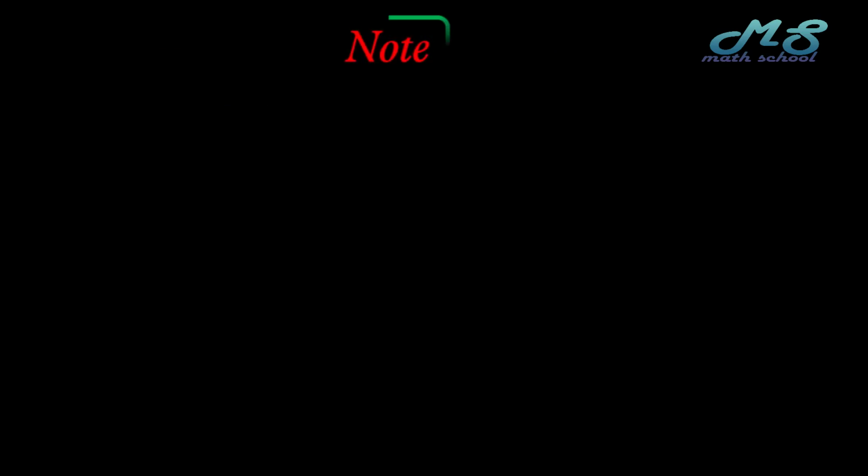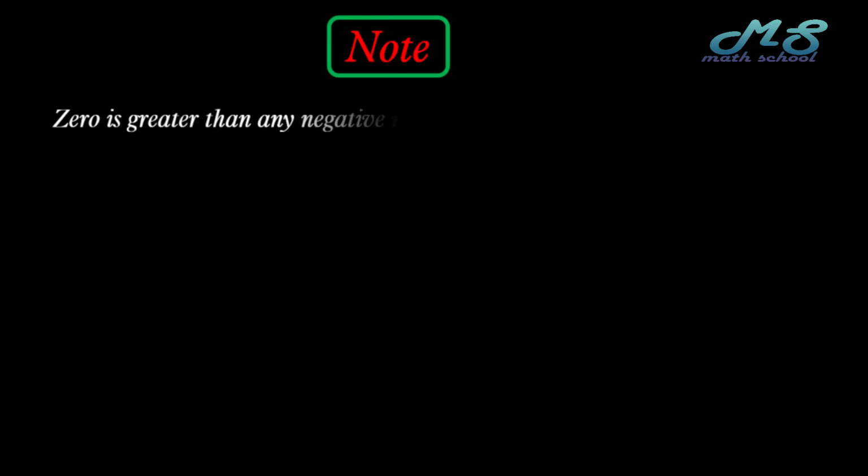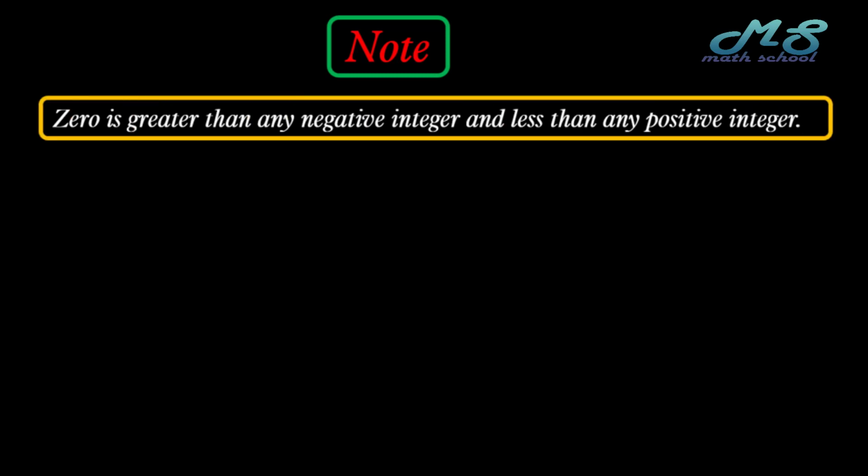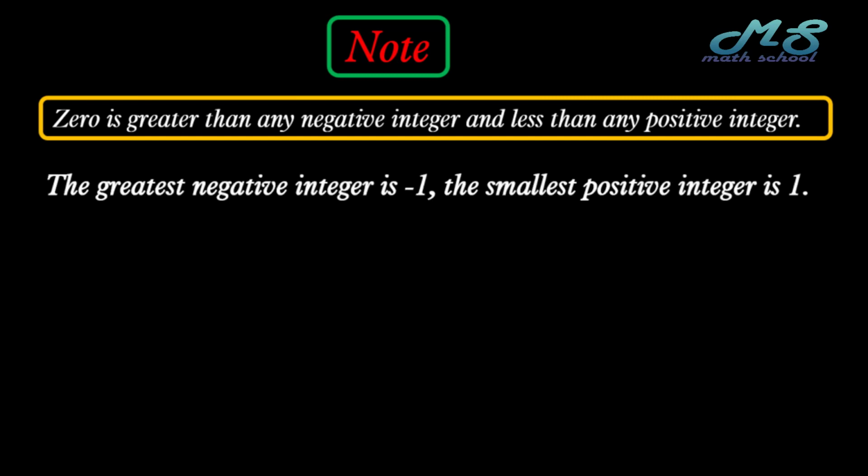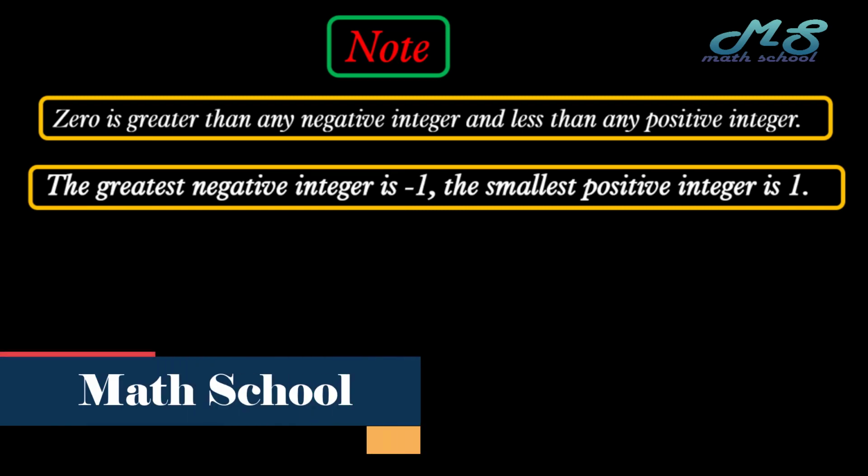We will remember some notes. The first note is that 0 is greater than any negative integer and less than any positive integer. Next, the greatest negative integer is what, guys? Yes, it is -1, and the smallest positive integer is 1.